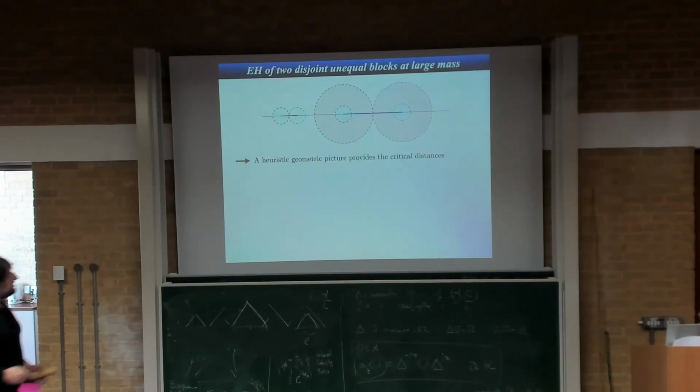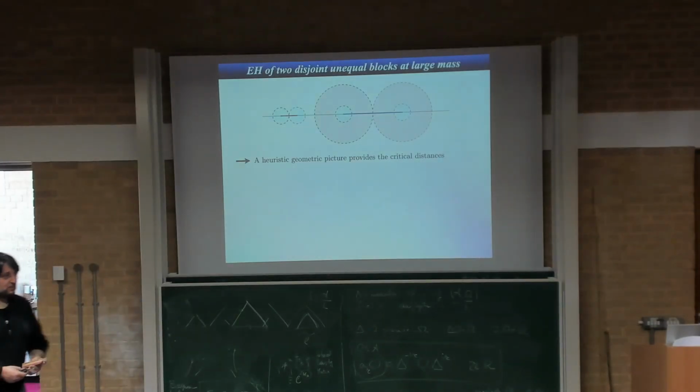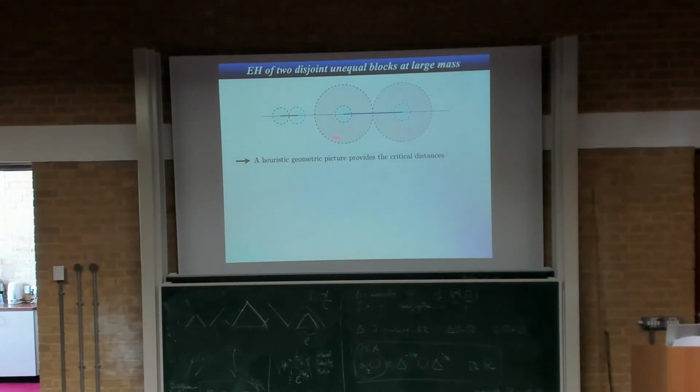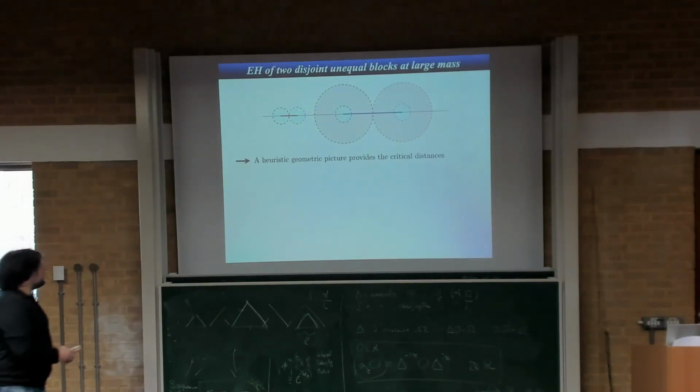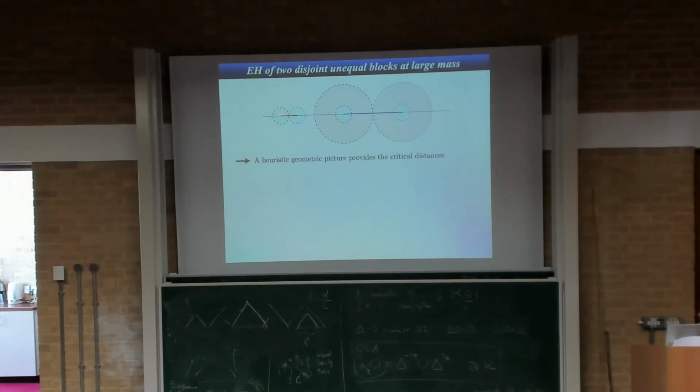Let me conclude with a heuristic interpretation of why this critical distance emerges. So these are your 2 intervals. Think, for instance, they are equal for simplicity. You can say, assume that somehow this point influences this region here, and this other point influences this region here.